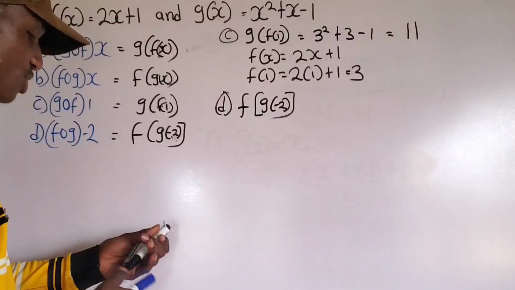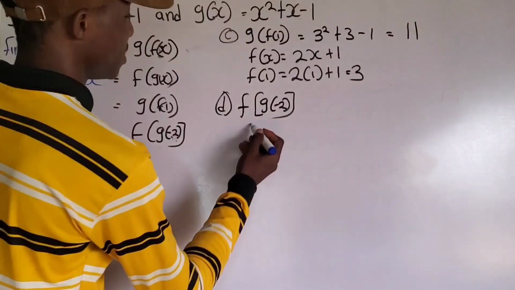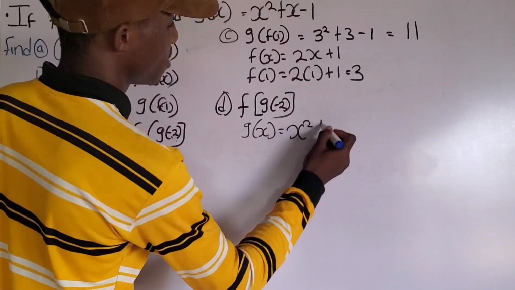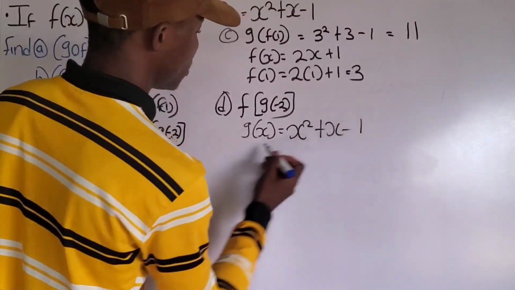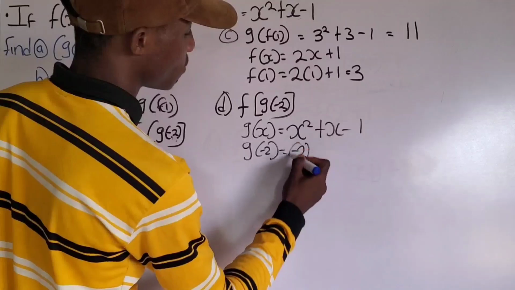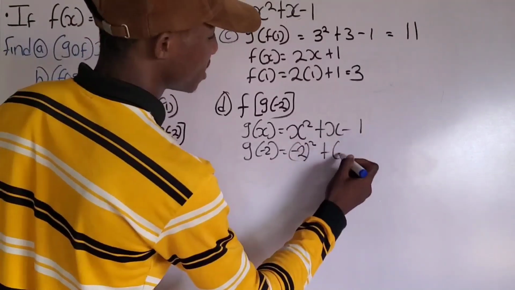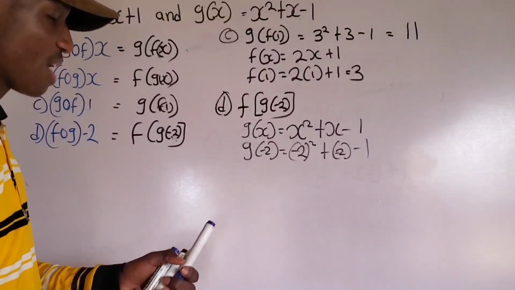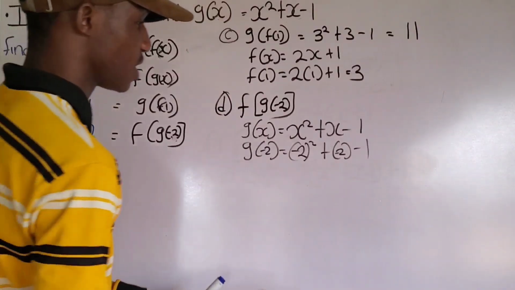Now, we have been given that g(x) is what? g(x) is x squared plus x minus 1. So g(-2) will be what? (-2) to the power of 2 plus (-2) minus 1. You understand? Okay, having done that, you can simplify to get your answer.